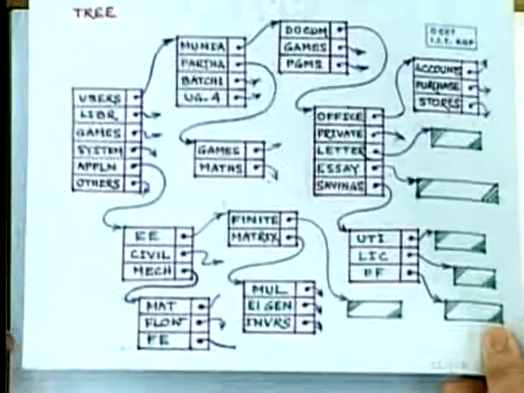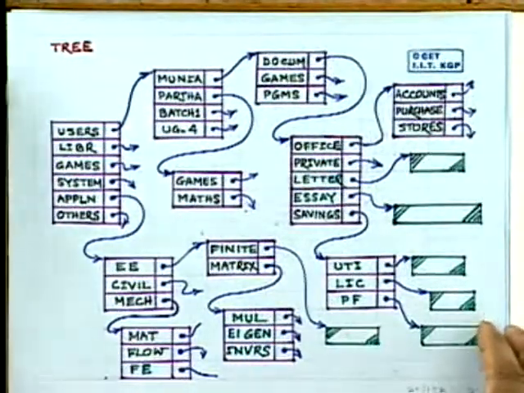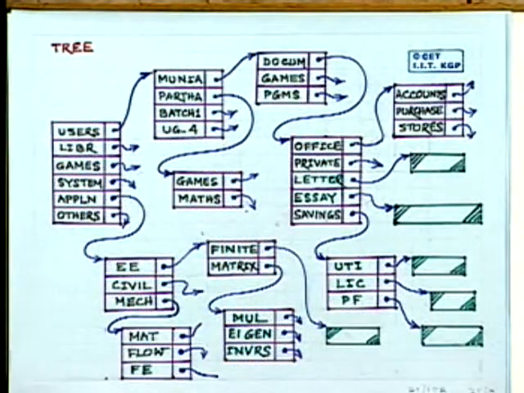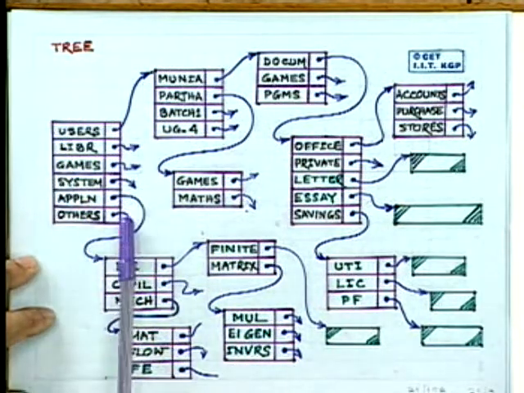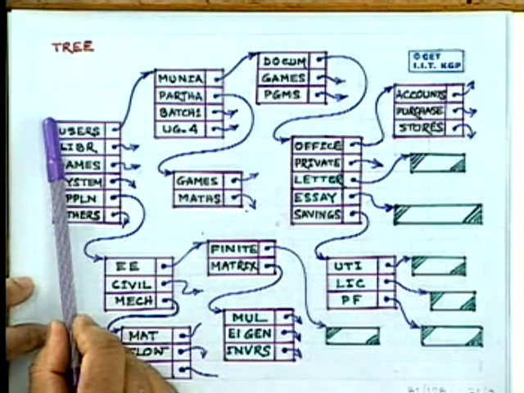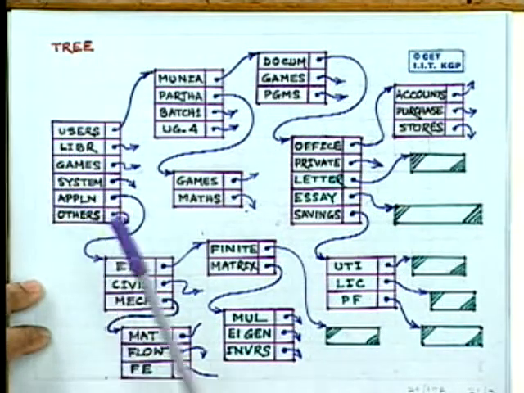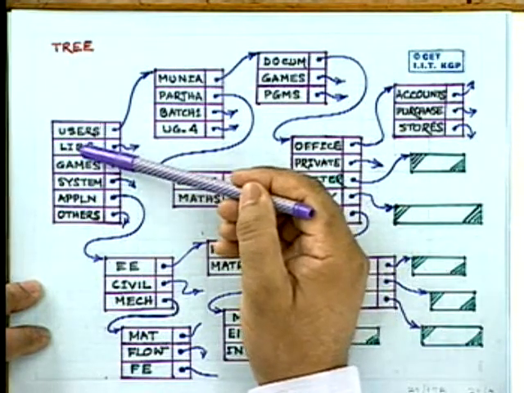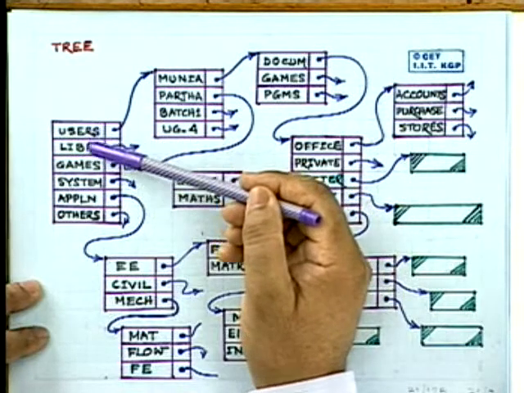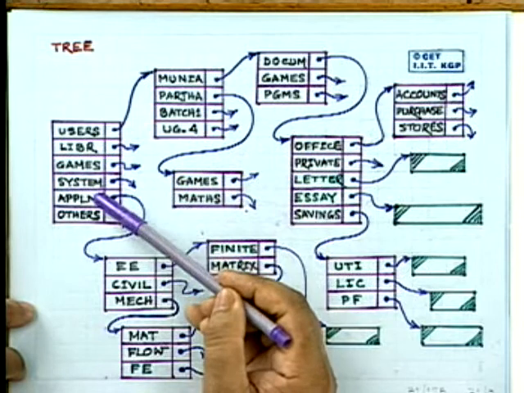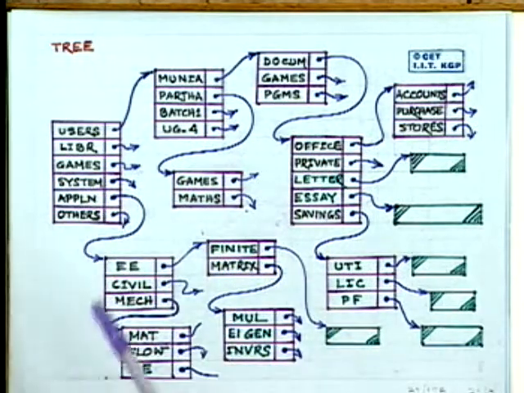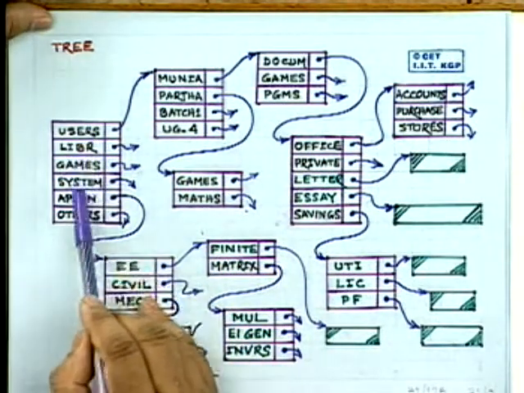So here I've shown a tree structure. You see that here is a directory. This directory consists of several entries: users, libraries, games, system, application, and others. Now each one of them is a directory.